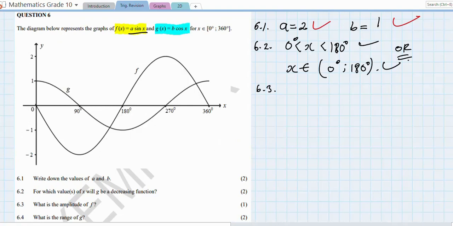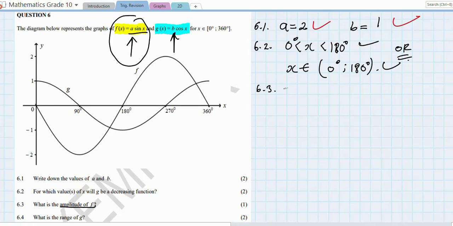Now 6.3, quick, we have the following. It says, what is the amplitude of f? Now in 6.1 we already spoke about the amplitude. We said the graph of sine has a coefficient, and that coefficient is an amplitude. The graph of cos also has a coefficient, and that coefficient is also an amplitude. Now, when they're looking for the amplitude of f, they're looking for the amplitude of this sine graph.